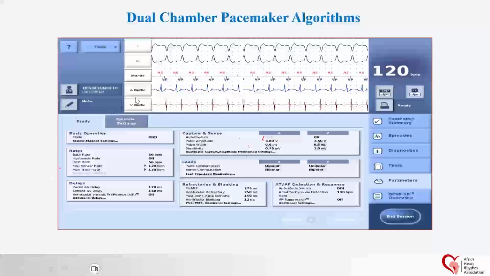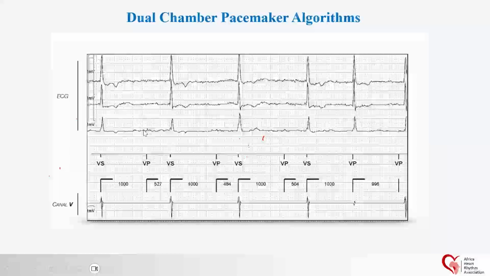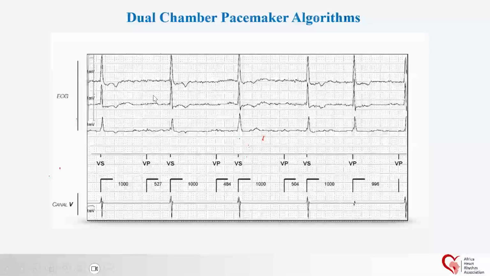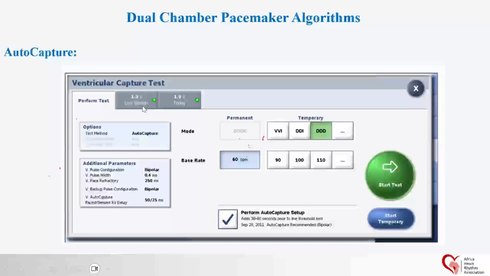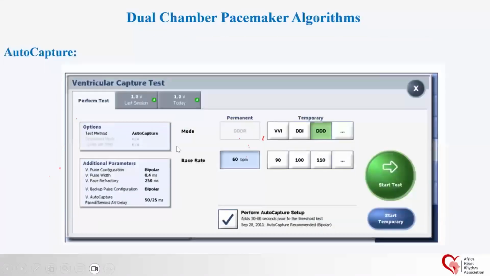Donc là, on a l'autocapture. Dans ce cas-là, pour résoudre ce problème, on a une stimulation ventriculaire qui n'est pas capable de dépolariser le myocarde. On a besoin de ce qu'on appelle l'autocapture. L'autocapture, c'est un algorithme dans le canal ventriculaire. Là, il est en off, on doit le mettre en on. Dès qu'on le met en on, on a ici le test. C'est-à-dire, on doit le mettre en mode VVI et on commence le test.